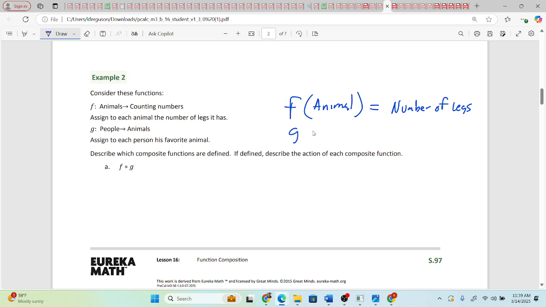And then g is going to be a person. And then the output is going to be their favorite animal. So can we do f of g? So that means I have f as my outer function and g as my inner function. So is that possible? Well, let's look at g. So if I got g is I got a person and I get their favorite animal. So if I plug in Danielle for function g, I should get out raccoon.